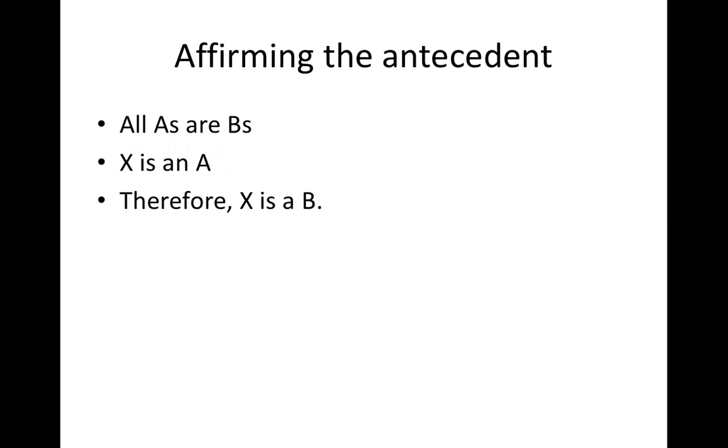Now, when the second premise says X is an A, it uses it to reach a conclusion that X is a B. So any argument that affirms the antecedent in order to reach a conclusion is an argument that affirms the antecedent. We don't just say that premise 2 affirms the antecedent. We say that the whole argument affirms the antecedent.